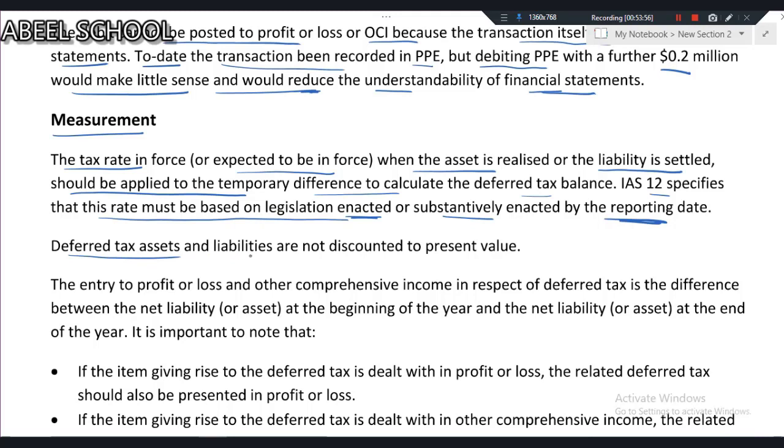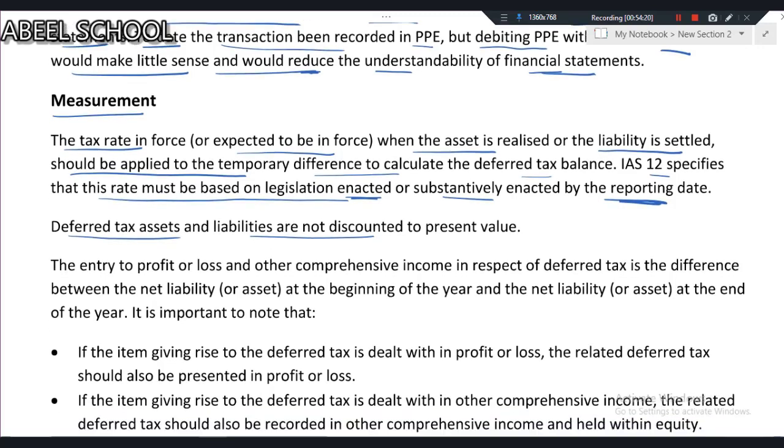Deferred tax assets and liabilities are not discounted to present value. We never discount deferred tax assets, we never discount deferred tax liabilities, because we exactly don't know when we'll be paying more tax and when we'll be saving tax. The exact timing is not known, so you will not be discounting. We never calculate the present value of deferred tax assets and liabilities.